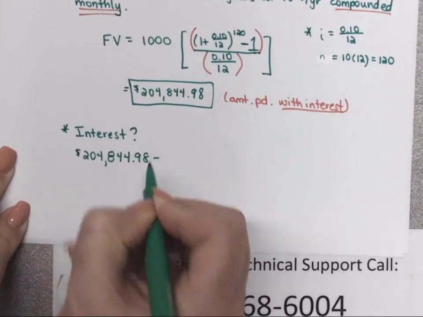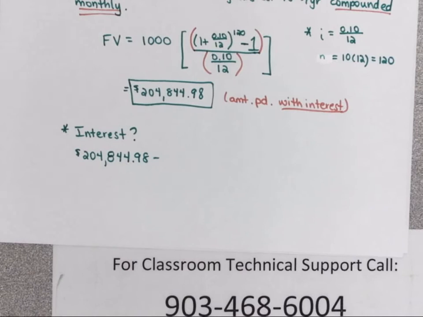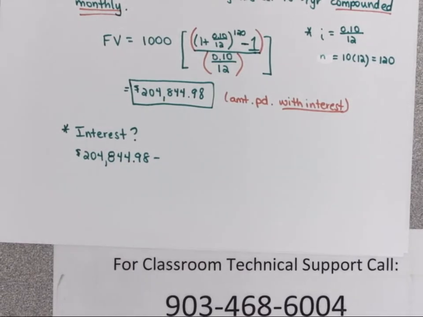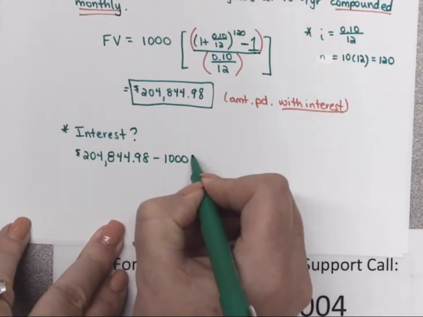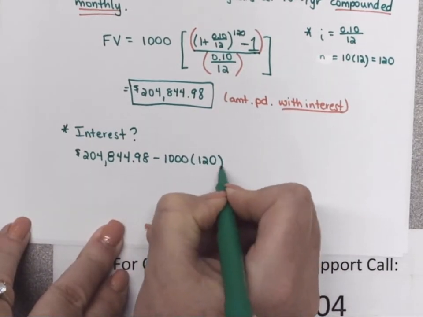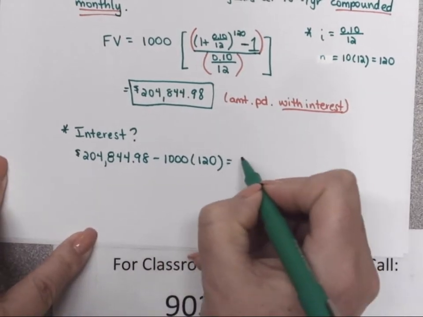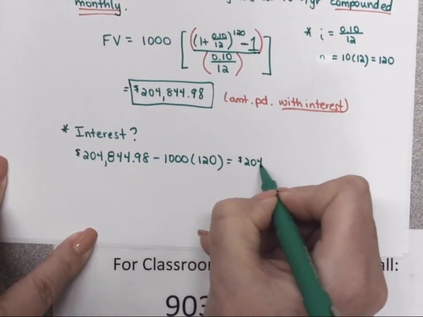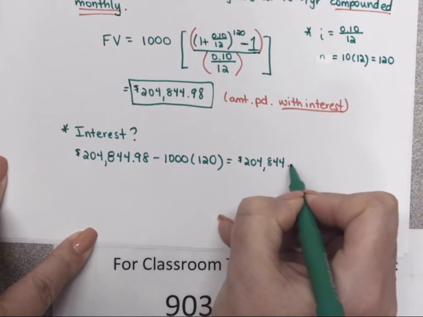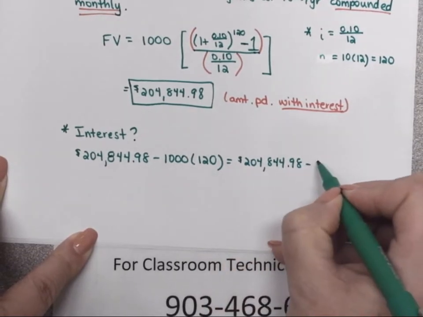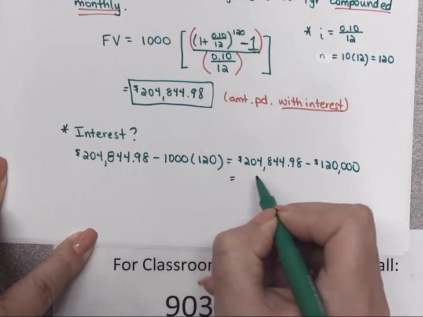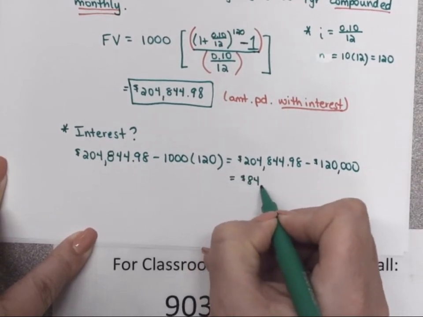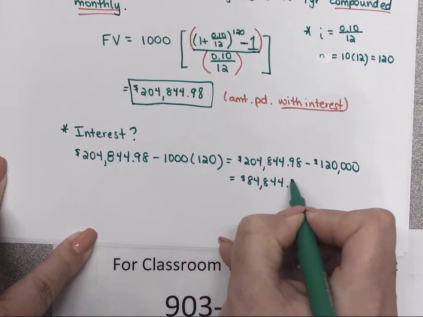So if we want to know how much of that is interest, we actually need to know how much they actually paid in, right? Or how much the payment actually was. So how much was their payment again? $1,000 for how many times? How many times did they have to pay it? 120 times, right? So if you work this out, you're going to get the 204,844.98 minus 120,000, for a difference of 84,844.98.